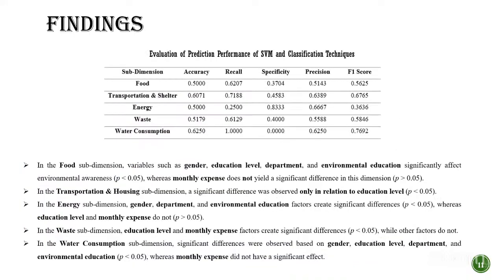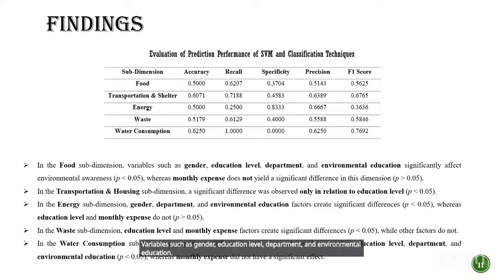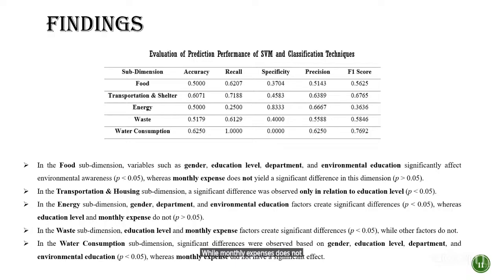When we conduct an analysis according to subdimension, we observed in the food subdimension that variables such as gender, education level, department, and environmental education create significant differences in environmental awareness, while monthly expenses do not create significant differences in this dimension.